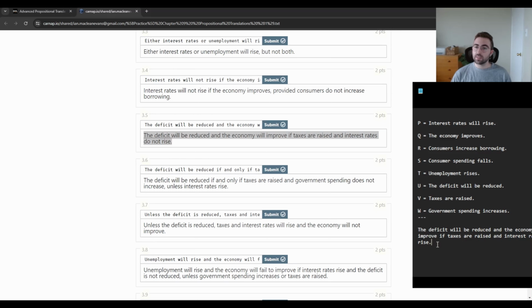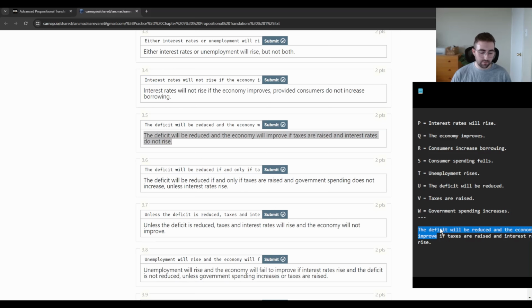So luckily this one has no stylistic variance, it looks like. Well, we could... deficit will be raised if taxes are raised and interest rates do not rise. Well, what is this saying? It's saying that both the deficit will be reduced and the economy will improve if taxes are raised and interest rates do not rise. So it's saying if these two things happen, then this will happen.